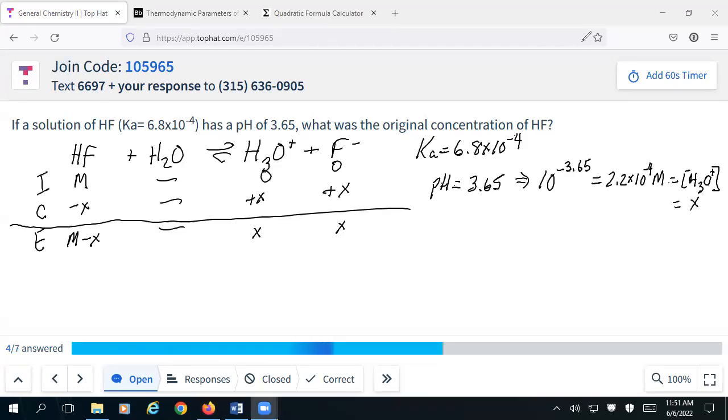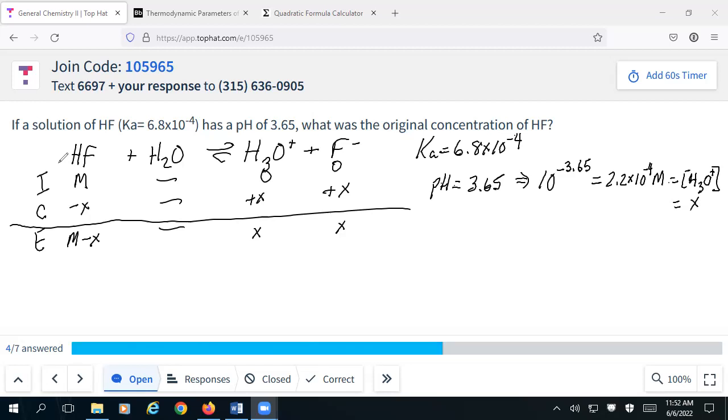All right, so this type of problem can be tricky because, and I'll show you the ice table that I started with, it kind of feels like we have way too many unknowns in our ice table. After all, we don't know our ending concentrations of the hydronium or the fluoride, and we don't really know anything about our HF either. So how do I piece this together to give us a Ka value of 6.8 times 10 to the negative fourth?